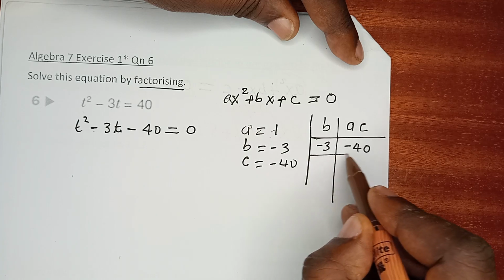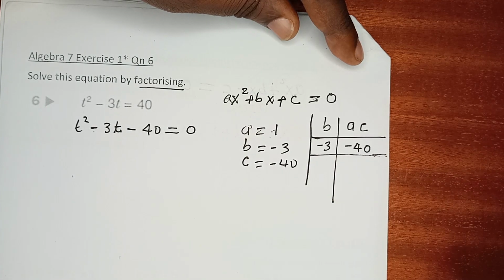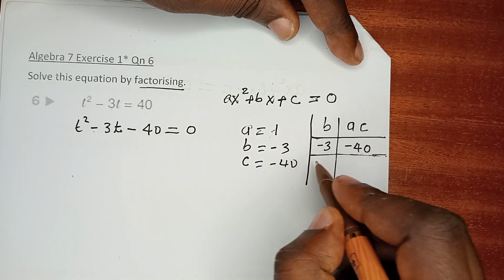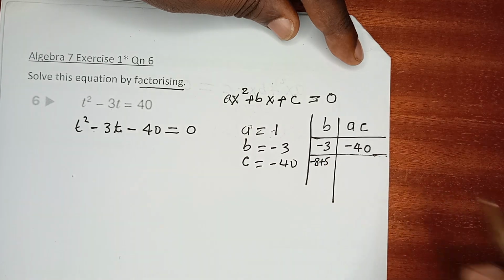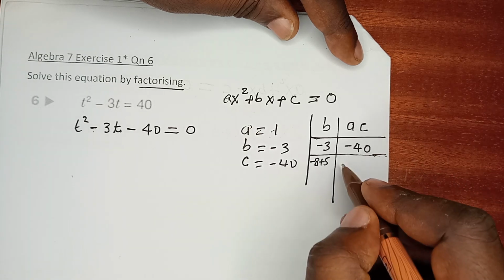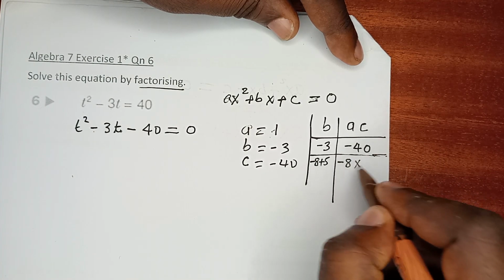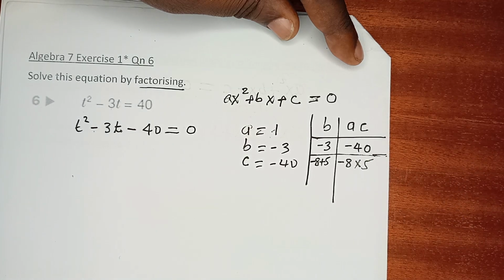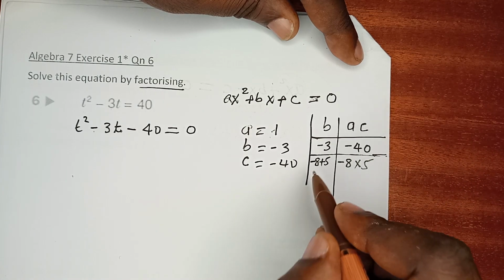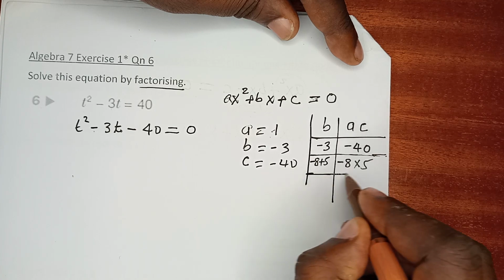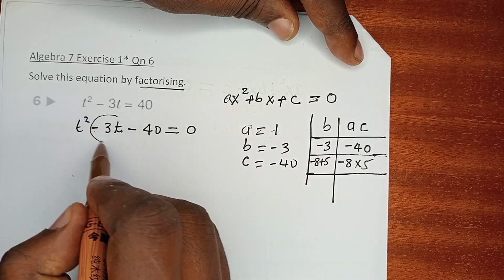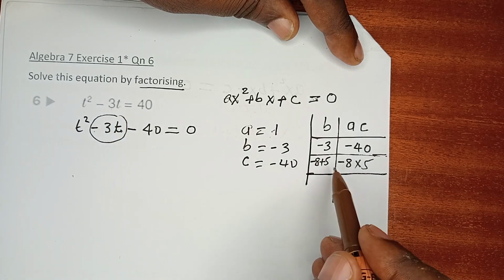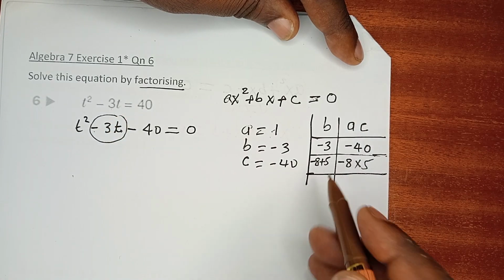And these are now what we call the factors. And the factors in this case, if you ask me, are minus 8 and plus 5. Minus 8 plus 5 is minus 3. Negative 8 times 5 is negative 40. And having landed on those factors, the next step is we break the middle term, this one, and substitute it with the factors that we have found.